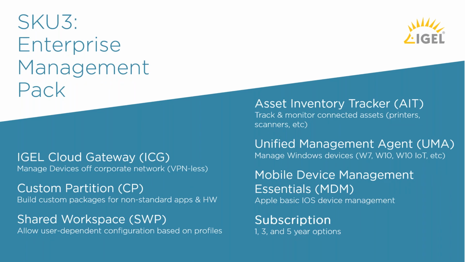Finally, the third SKU, the second product SKU, is what we call the Enterprise Management Pack. And what this does is it adds more value via UMS extensions to give you even more capability on a subset of your IGEL-powered endpoints. And the real driving feature behind this package is the first one, which is you're probably familiar with the IGEL Cloud Gateway, right? Which gives you the ability to manage remote devices, off-network devices, traveling users, home users without requiring a VPN connection. So this is included here.